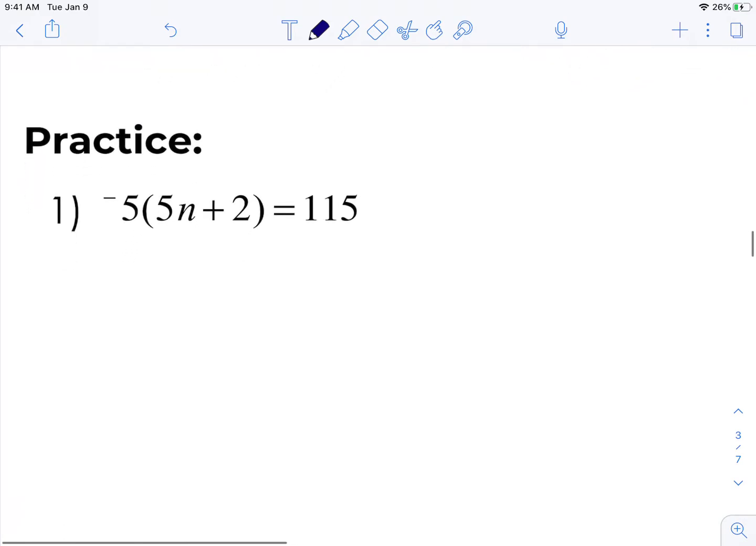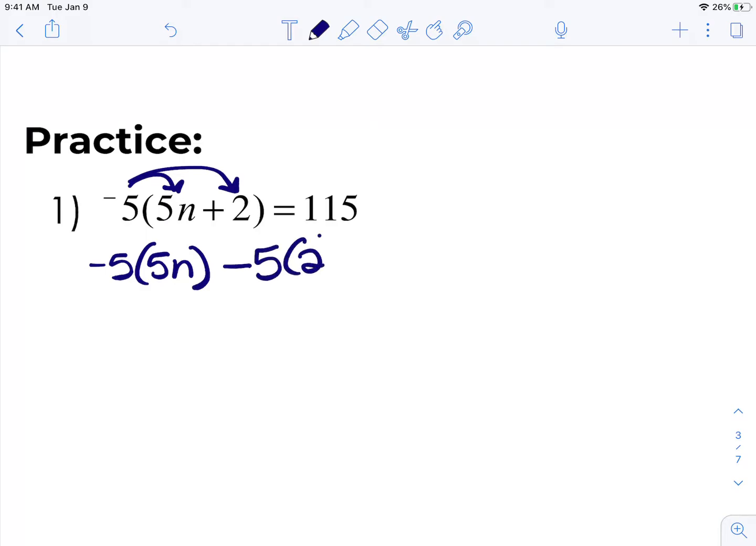I'm going to zoom in. So we have negative 5 times the sum of 5n plus 2 is equal to 115. So I'm going to distribute right here. So I'm going to have negative 5 times 5n plus negative 5, or just minus 5 times 2, and that's going to be equal to 115.